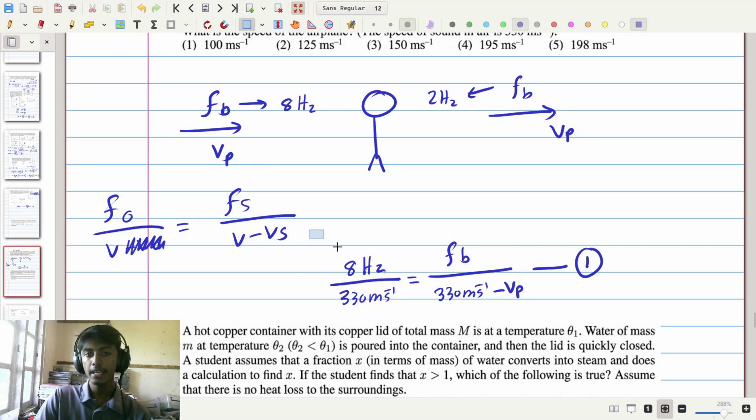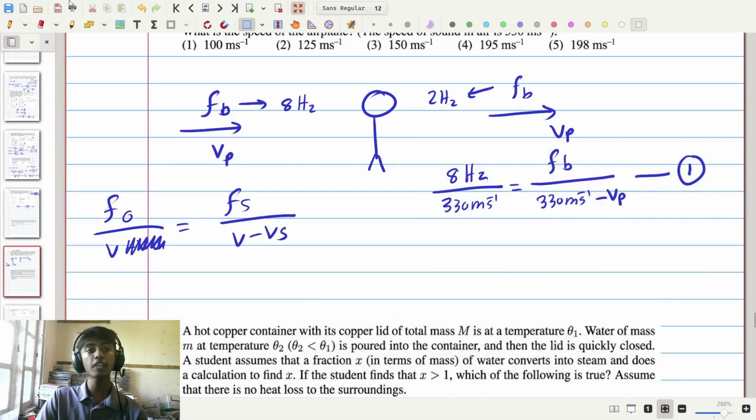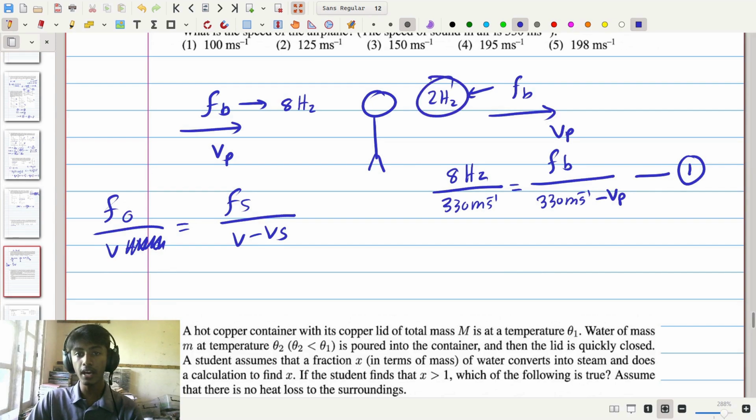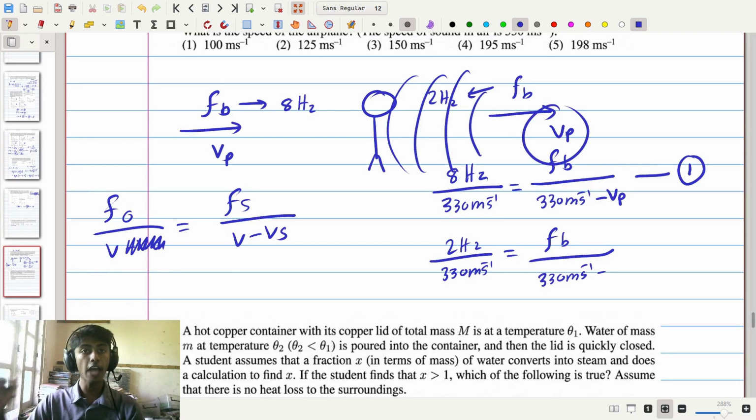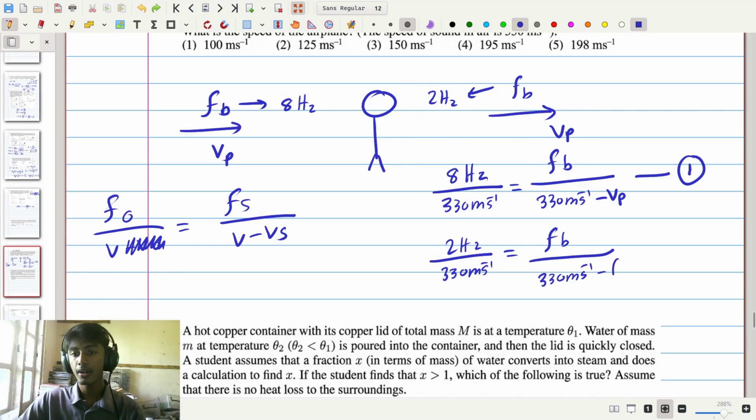Similarly, if I apply it for the second scenario where the plane is passing the observer, the frequency observed there is 2 Hz. So we can write 2 Hz divided by 330 meters per second, equal to the source frequency FB divided by 330 meters per second minus V source. But here, since the velocity of the plane is going in the opposite direction to the direction that the sound travels, I have to take Vp as being negative. So what we have here is minus negative Vp, or plus Vp, and that is equation number 2.